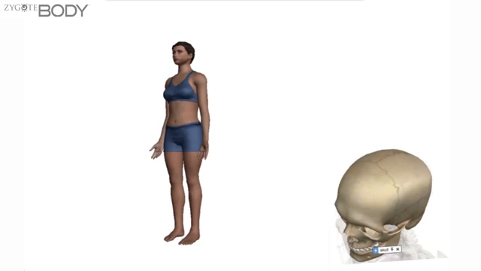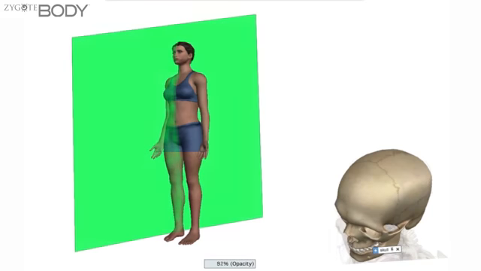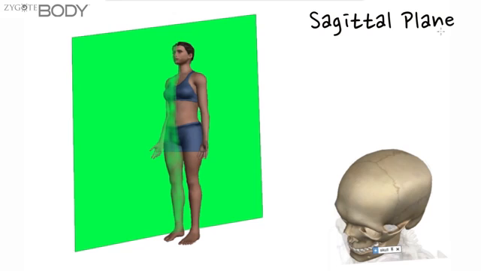Now the first thing that we're going to talk about are cardinal planes. And it's important to know that there are three. The first one that I'm going to highlight here is the sagittal plane. Why? Because we have here a skull to show you that the sagittal plane is parallel to the sagittal suture that you see here.